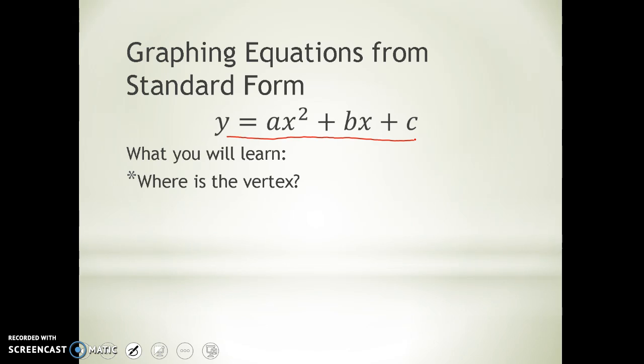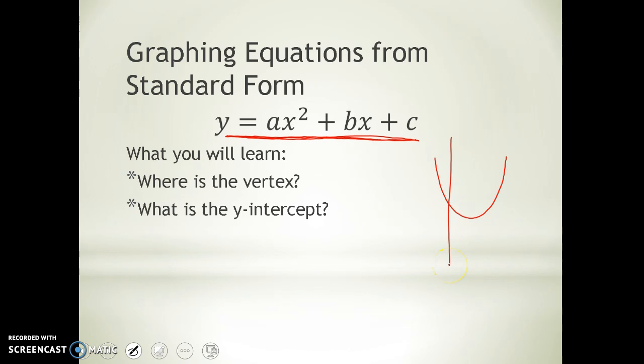You'll be able to look at standard form and quickly determine where the vertex of the parabola is. If we have a parabola, we know that the vertex is the bottom point, so you'll be able to identify that bottom point. You'll be able to identify where the y-intercept is. If we have a graph that looks something like this, we'll be able to figure out where the y-intercept is.